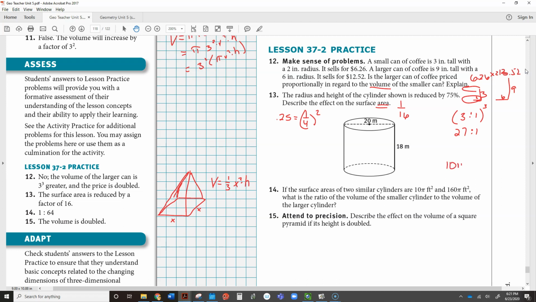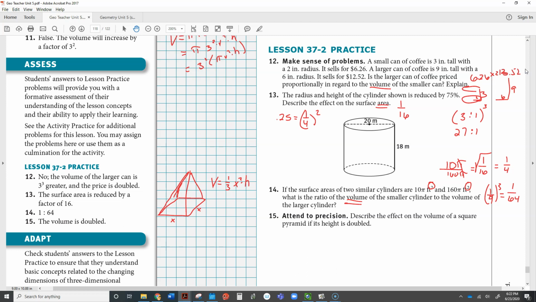You have to use 10 pi and 160, but remember that's not a to b, that's a squared to b squared. So reduce this down, that's 1 over 16. Now take the square root of it, because notice it's feet squared. Then it's down to 1/4. So 1/4 is the scale factor, and then you take that and cube it to get the scale factor for the volumes. So that is 1 over 64.